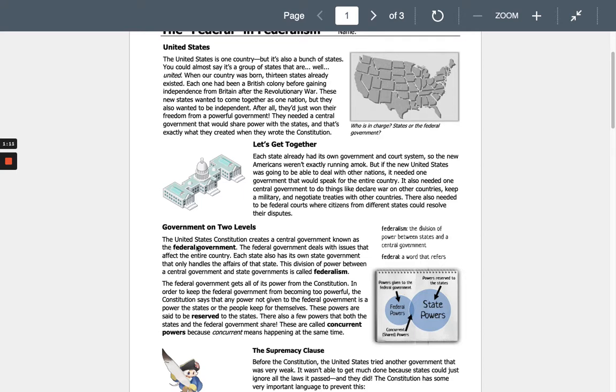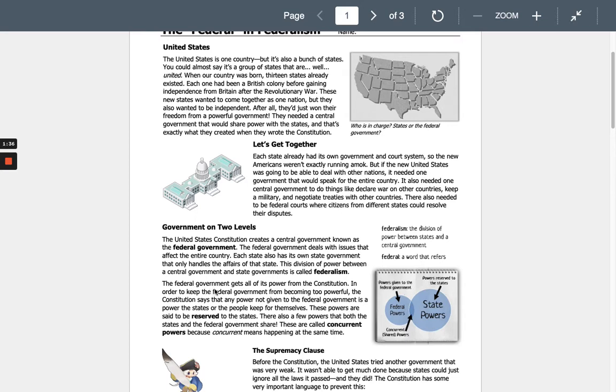The United States Constitution creates a central government known as the federal government. The federal government deals with issues that affect the entire country. Each state also has its own state government that only handles the affairs of that state. This division of power between a central government and state governments is called federalism.